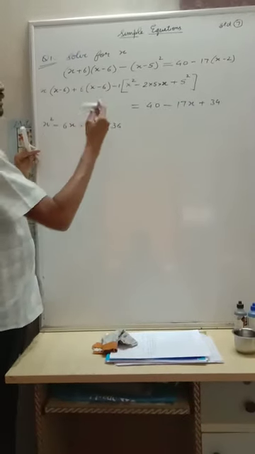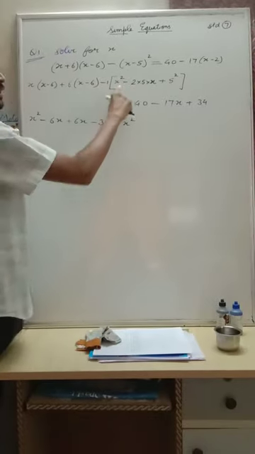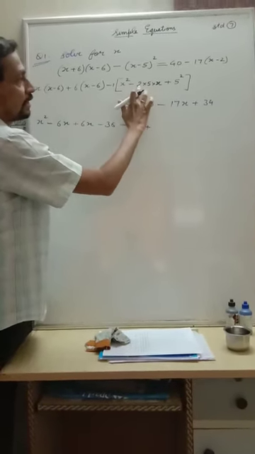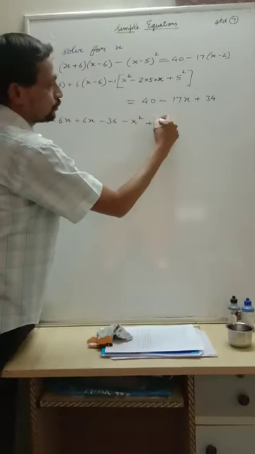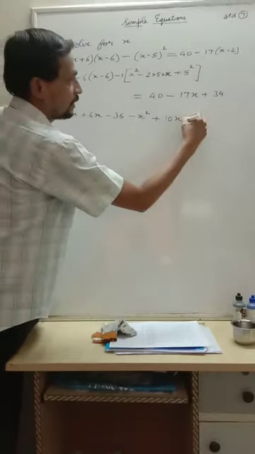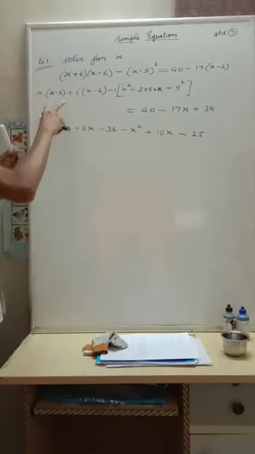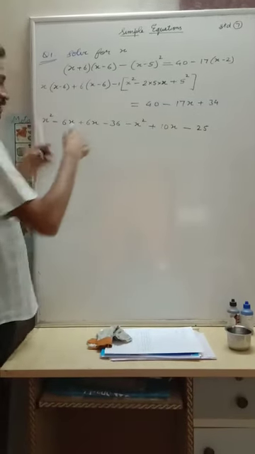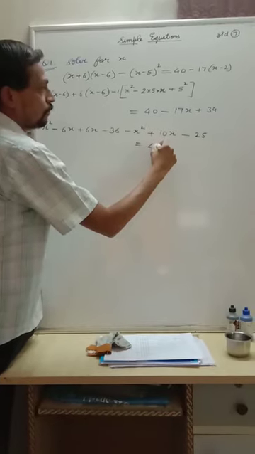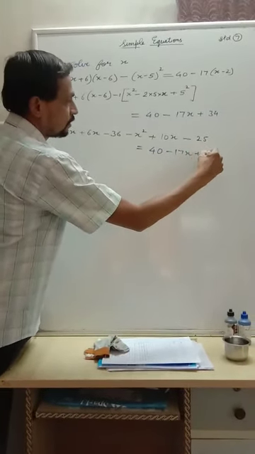So it becomes minus 1 into x square, that is minus x square, minus into minus plus, so this is plus 5 2s are 10, minus minus plus, so this is 10x. Then plus into minus, it is again minus, 5 square is 25. Hope you got this. I have expanded the left hand side. Again my right hand side is equal to 40 minus 17x plus 34.